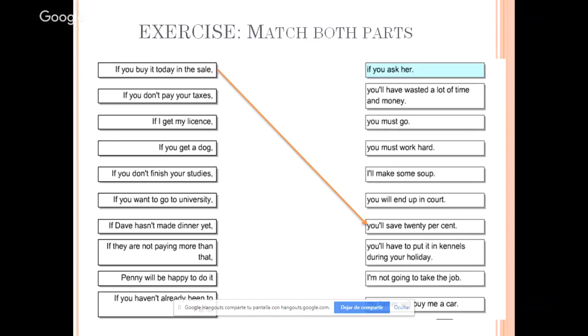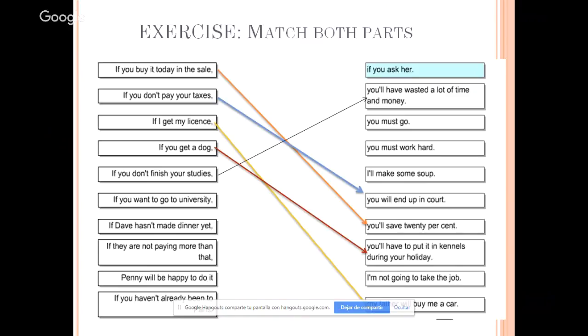If you buy it today in the sale, you'll save 20%. If you don't pay your taxes, you will end up in court. If I get my license, my father will buy me a car. If you get a dog, you'll have to put it in kennels during your holiday. If you don't finish your studies, you'll have wasted a lot of time and money. If you want to go to university, you must work hard.